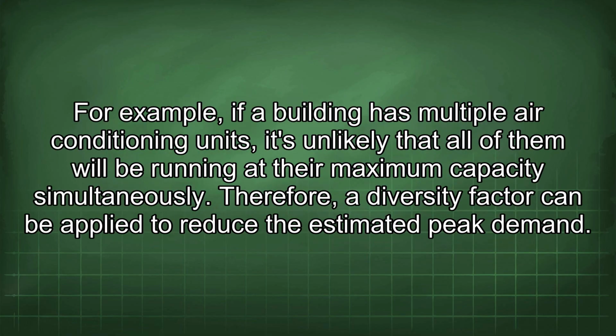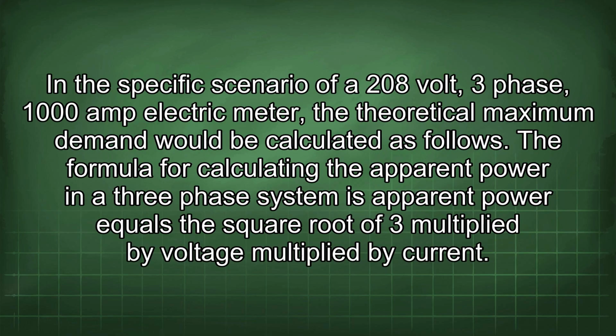For example, if a building has multiple air conditioning units, it's unlikely that all of them will be running at their maximum capacity simultaneously. Therefore, a diversity factor can be applied to reduce the estimated peak demand. In a specific scenario of a 208-volt, 3-phase, 1000 amp electric meter, the theoretical maximum demand would be calculated as follows.